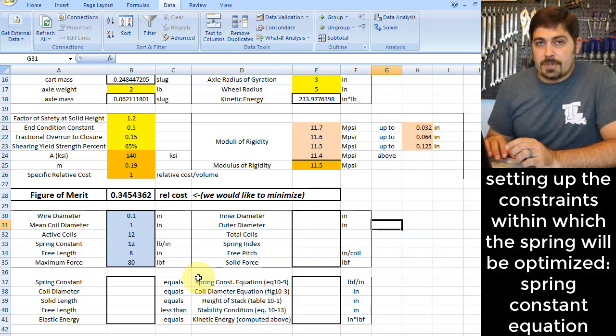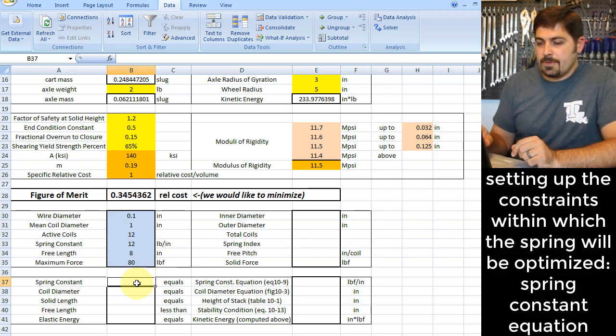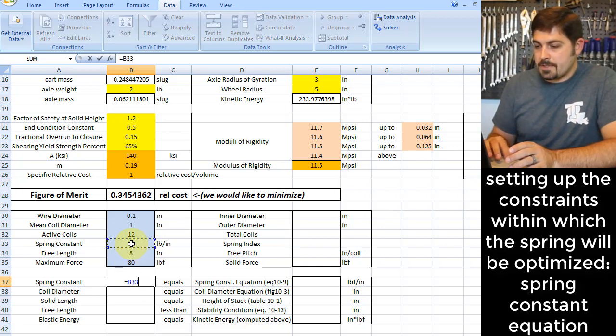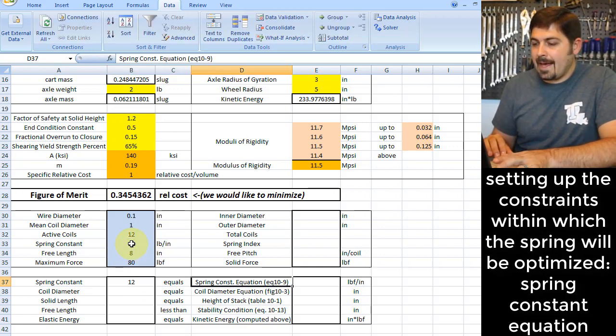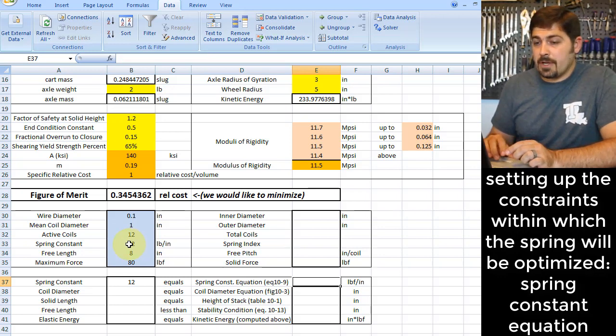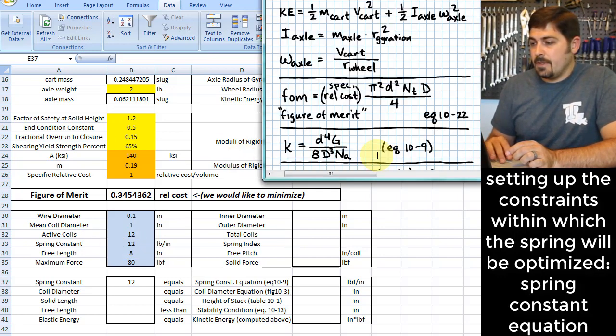So what we're going to do with these is set up a number of constraints. Those can be equalities, they can be inequalities, and these are the ones that I'm going to fill in here. The first one involves taking the spring constant, which I have stored right here. So I'm going to say equals that spring constant, and that is going to be equal to the spring constant equation, given right here. It's going to be d to the fourth g over 8 D cubed Na.